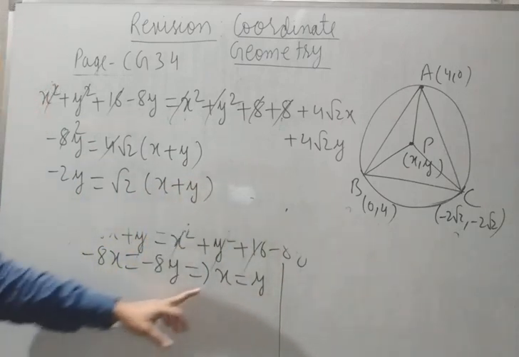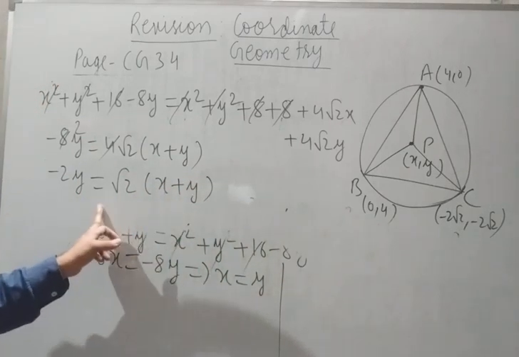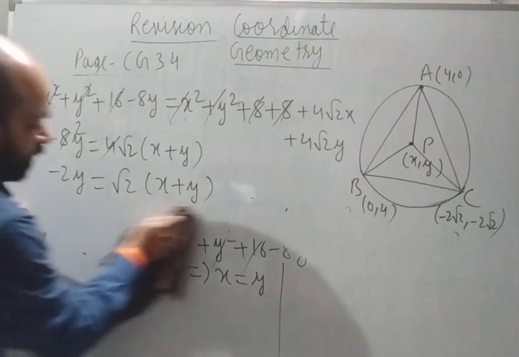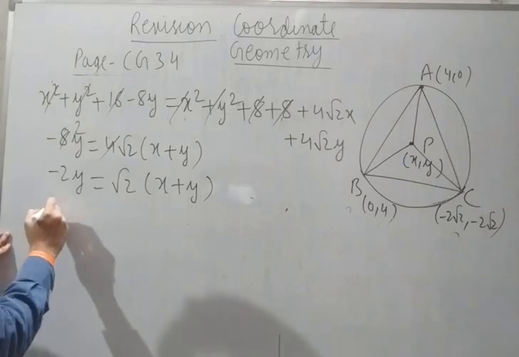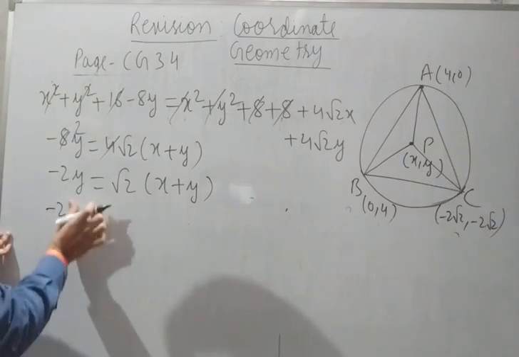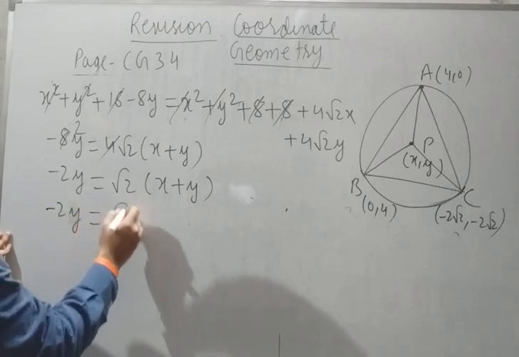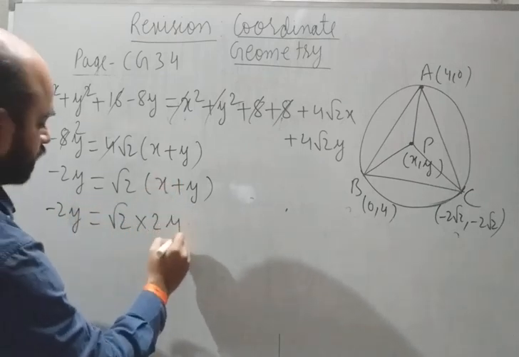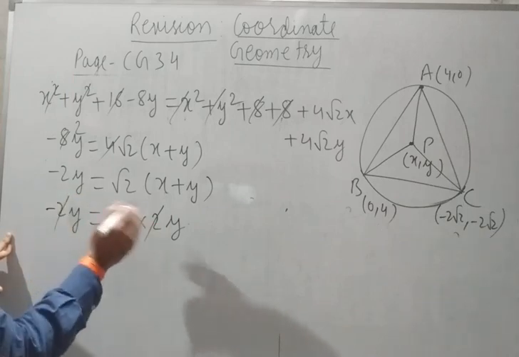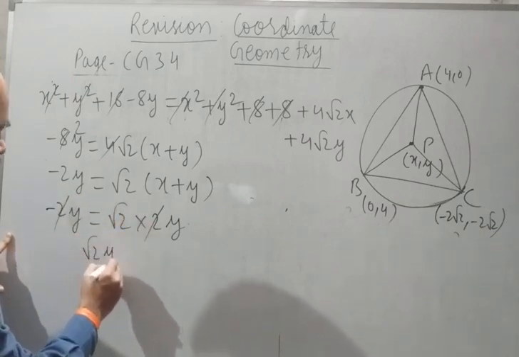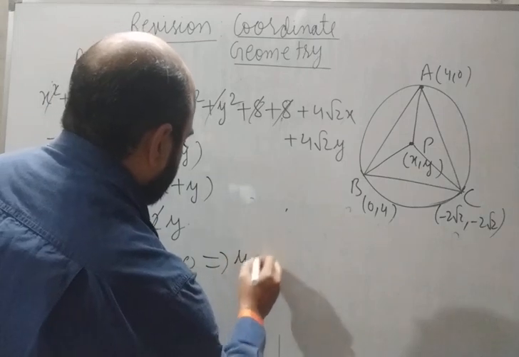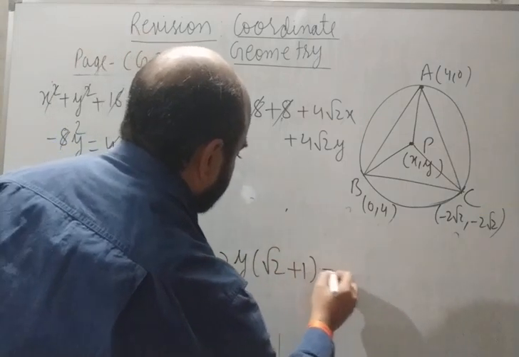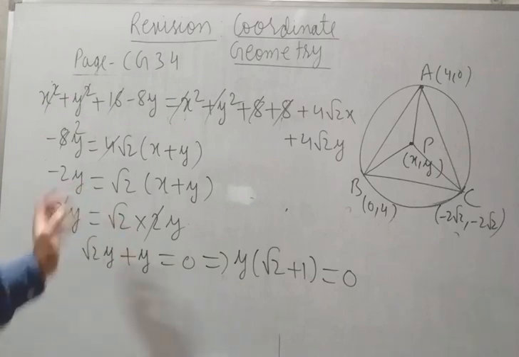Now from the first equation we can replace x is equal to y. So that will give, if we replace x is equal to y, minus 2y equals root 2 into 2y, correct? So 2 cancelled, it means finally we are having root 2 y plus y is equal to 0. Root 2 y plus y, y is common, so y into (root 2 plus 1) is equal to 0.